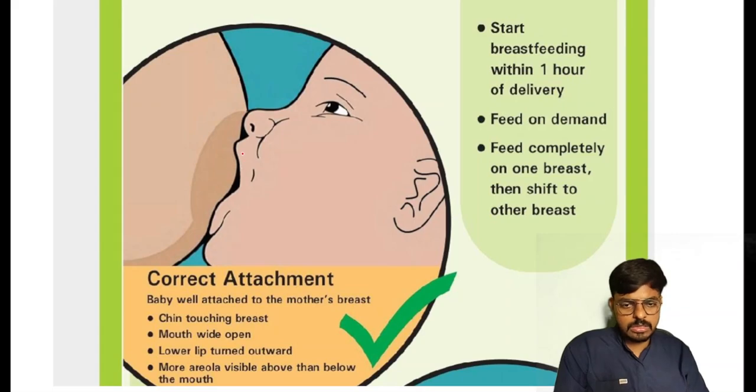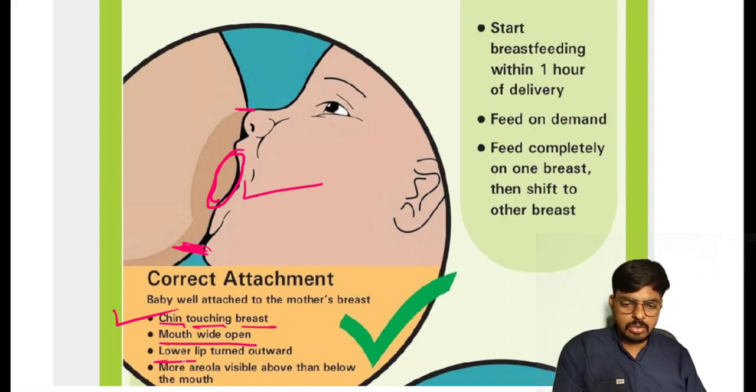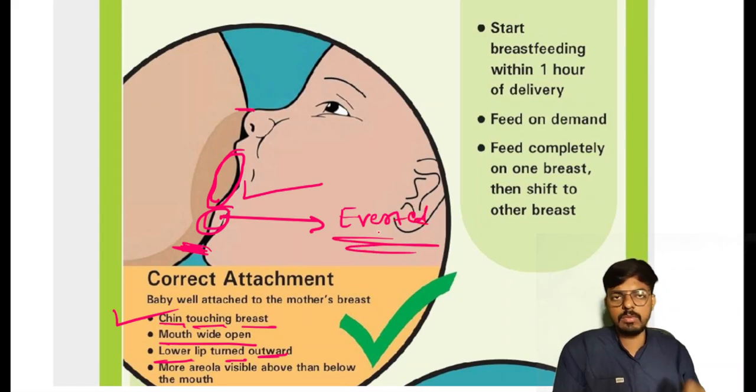But look at this one, the baby's mouth should be wide open around the nipple. The chin should be touching the breast, and the nose should also be touching the breast. Very importantly, chin touching the breast is a sign of good attachment. The mouth should be wide open, and the lower lip turned outward, or we can say everted. More areola should be visible above than below the mouth.